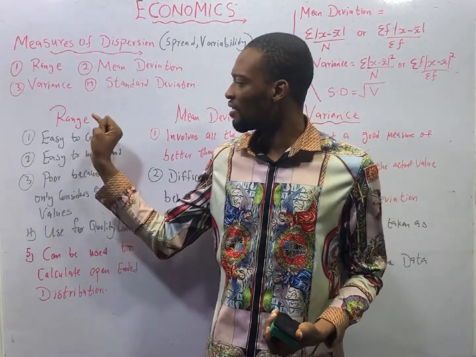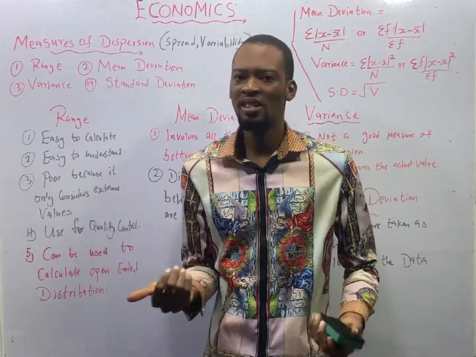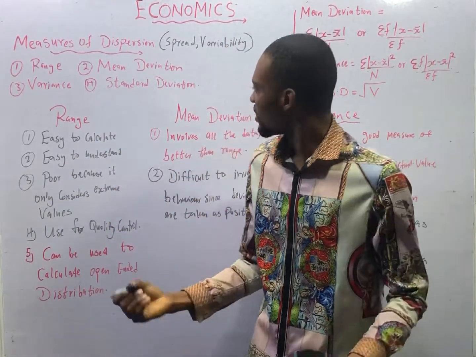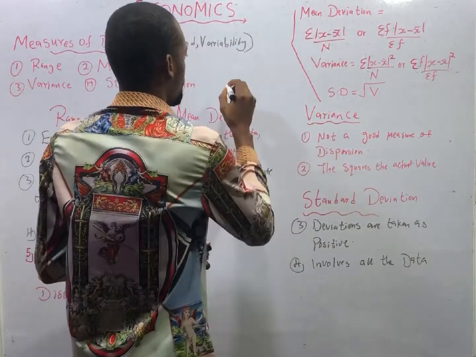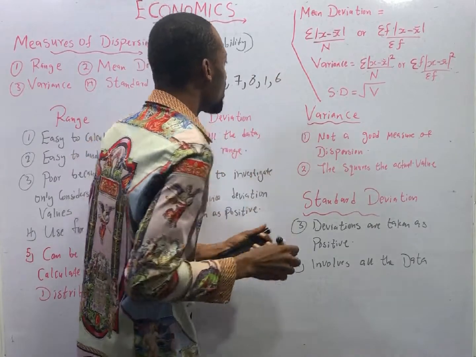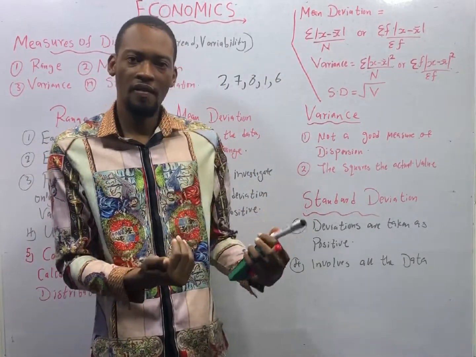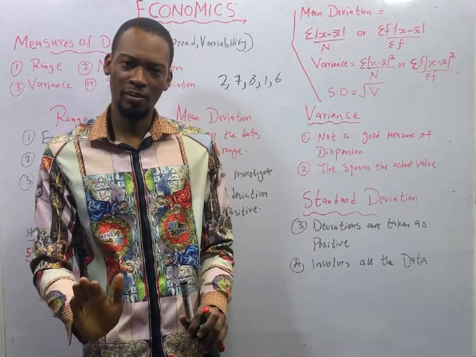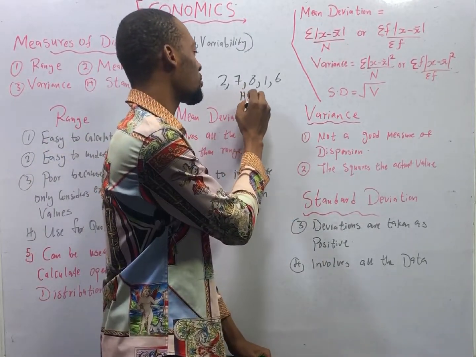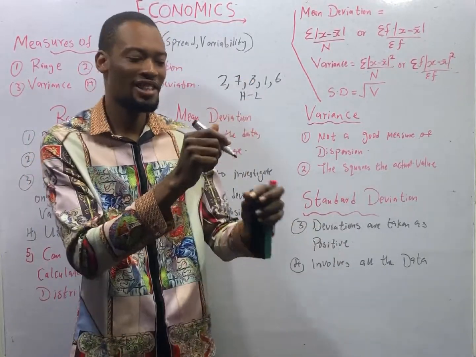Now let's look at the characteristics of range. Range is easy to calculate. In fact, if you are given values 2, 7, 8, 1, and 6, range is simply the difference between the biggest number and the smallest number, which is h minus l, highest minus lowest, or biggest minus smallest.